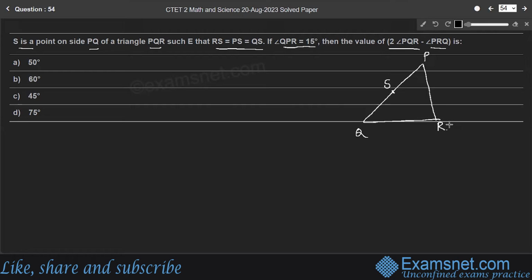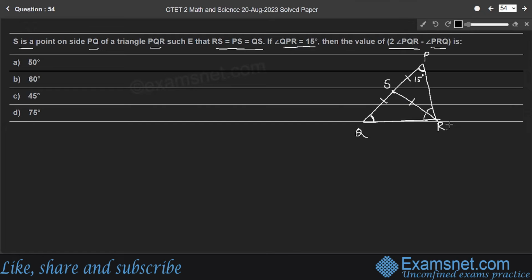So RS is equal to PS. We'll join R and S. So RS is equal to PS, which is equal to QS, right? And angle QPR is 15 degrees. Here we need to find PQR and PRQ. So how to find PQR? For that we need to consider each and every angle. Then only we can find. So to find PRQ we need these two angles.